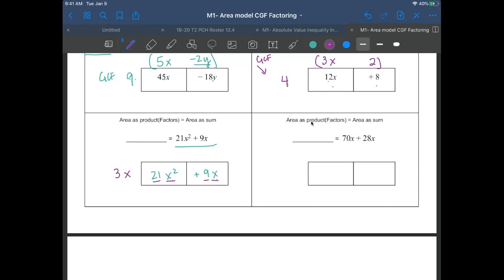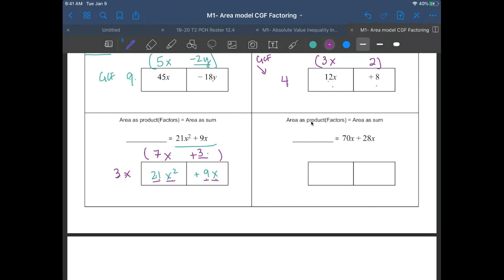I'm going to go ahead and multiply. So 21 divided by 3 is 7, or you can check 3 times 7 is 21. X times what would give me x squared? X times x gives me x squared. And then we're going to go ahead and do the second part. So 3 times what gives me 9? 3 times 3. And then x times what gives me x? Which is 1. So all I need is a 3 there.